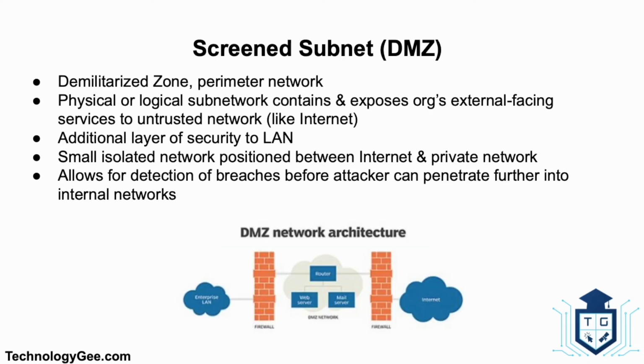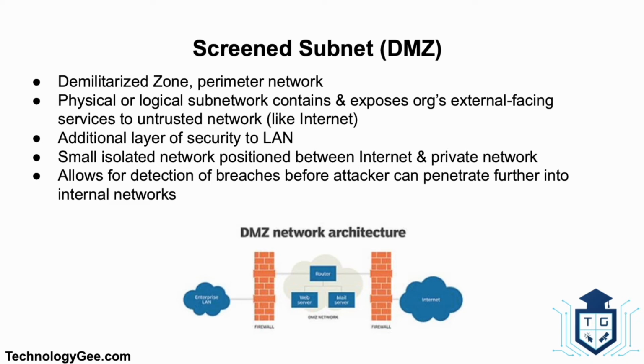Next, we have a screen subnet, also known as a DMZ or demilitarized zone. So a demilitarized zone, which is sometimes also referred to as a perimeter network, is a physical or logical subnetwork that contains and exposes an organization's external-facing services to an untrusted, usually larger network such as the internet.